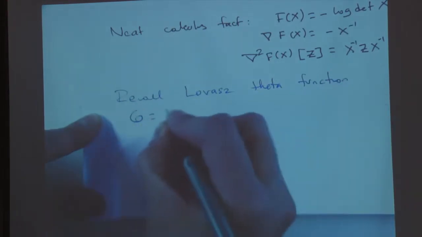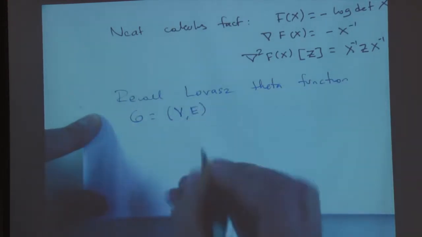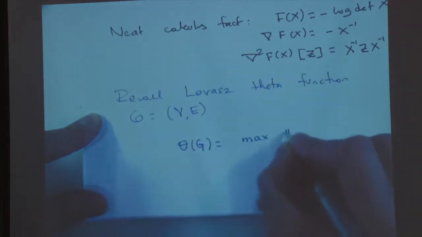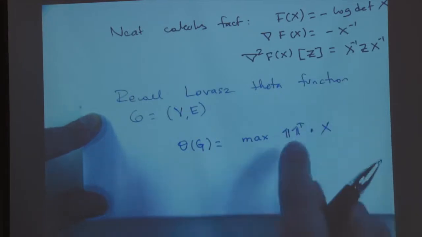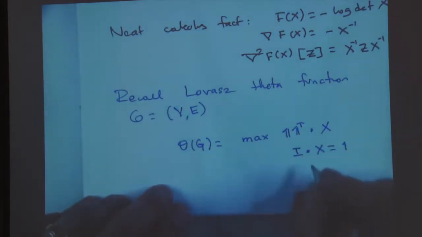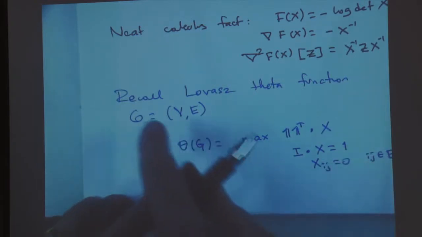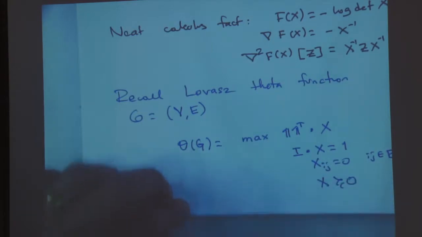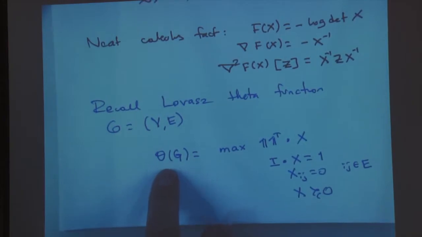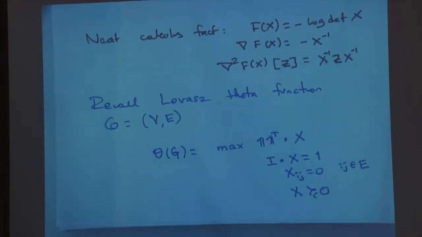Given a graph G with some vertices and some edges, the theta function of G is the max of 1, 1, x, so we add all the components of x, subject to identity times x equal to 1, and x_ij equal to 0 for ij an edge of the graph, and x positive semi-definite. The theta function is something that people who do combinatorial optimization are very fond of because it has all sorts of neat properties. It's sandwiched between the clique number and the chromatic number of the complement of G.